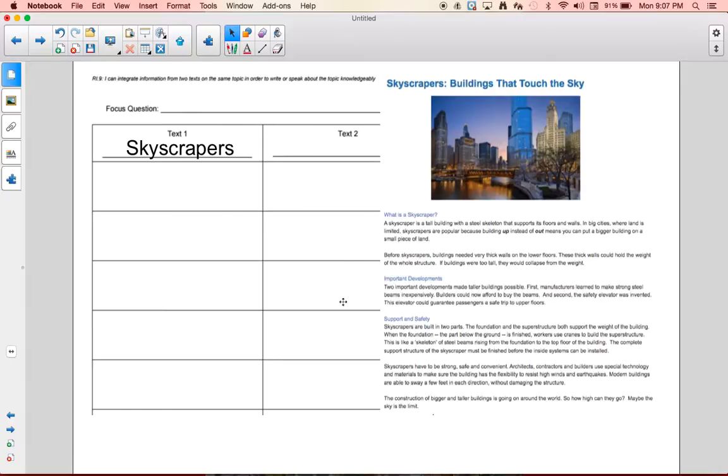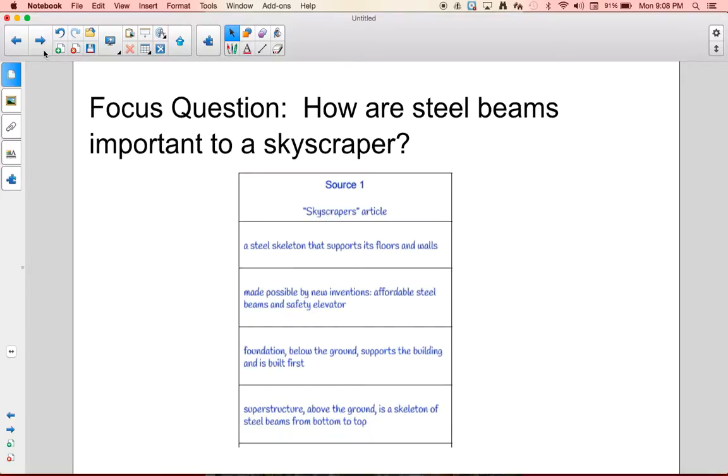This is what your graphic organizer is going to look like, and I'm going to start off by looking at my skyscrapers article that we worked on yesterday. I'm going to take information from the article after I reread it and put it into my graphic organizer. My focus question is going to be, how are steel beams important to a skyscraper?